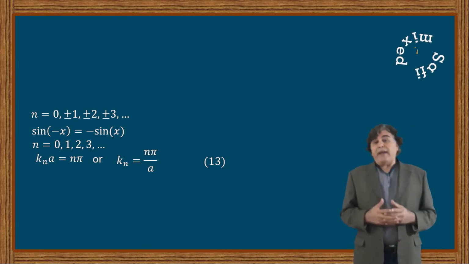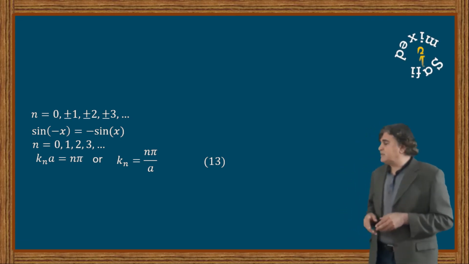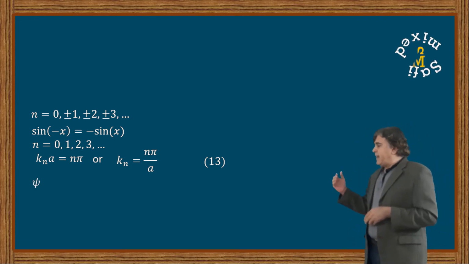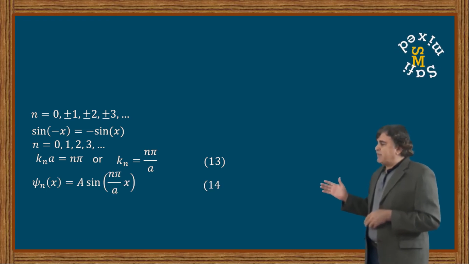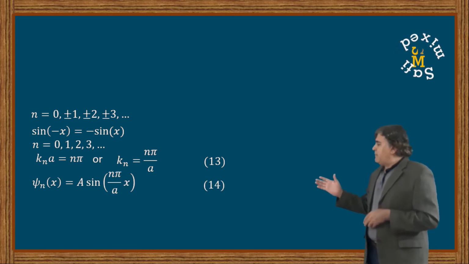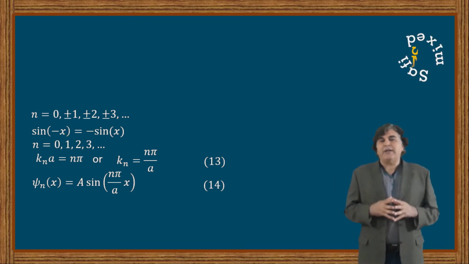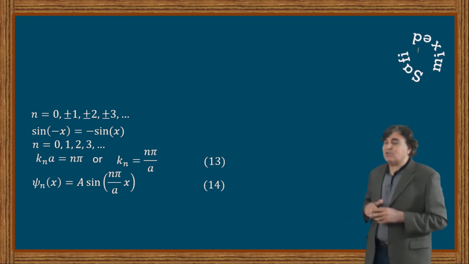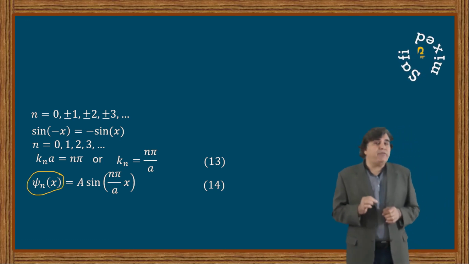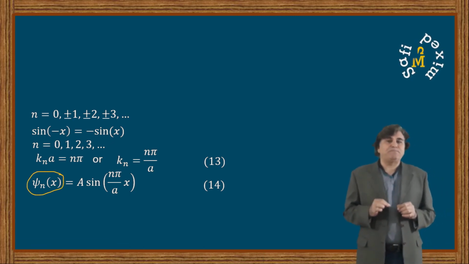Now with this value of k_n, the wave function of equation 10 becomes psi sub n of x equals A times sine function applied to n pi divided by a times x. Note that I have put a subscript n with the wave function psi as well, so that the wave function for different values of n can be distinguished.